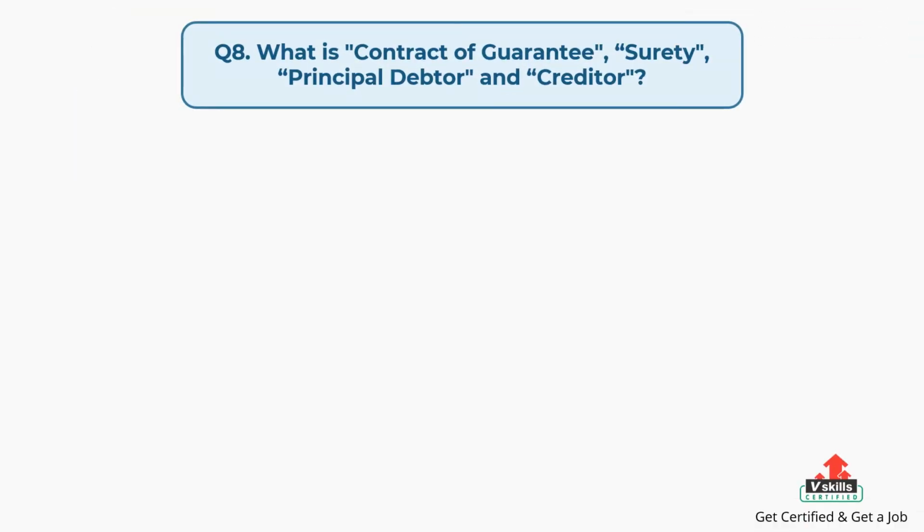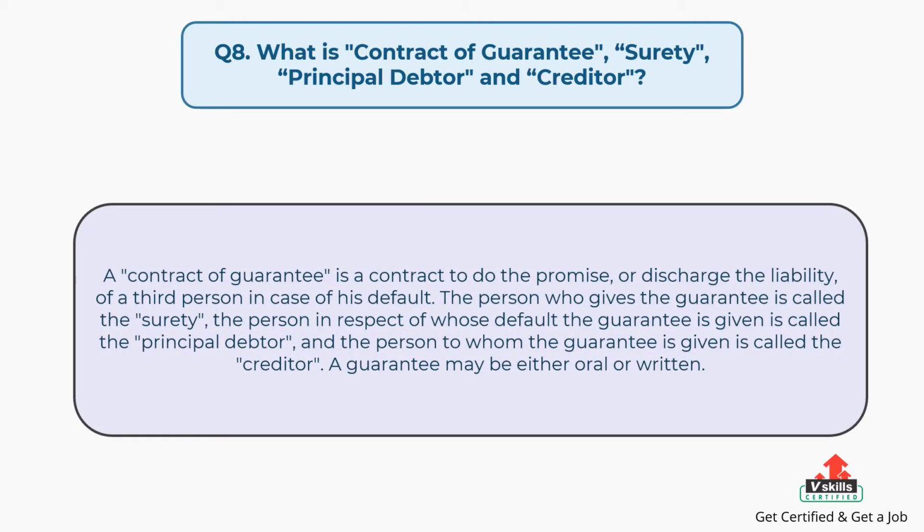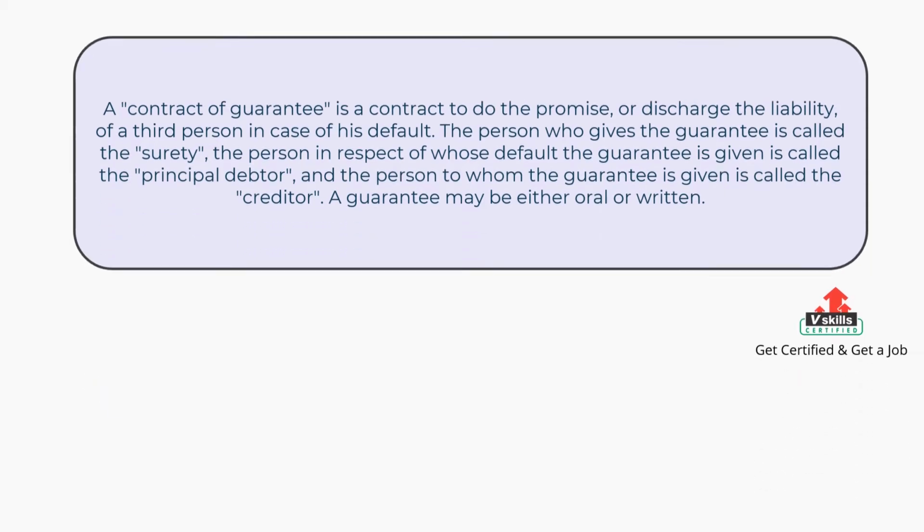Question number 8. What is contract of guarantee, surety, principal debtor and creditor? The answer is, a contract of guarantee is a contract to do the promise, or discharge the liability, of a third person in case of his default. The person who gives the guarantee is called the surety, the person in respect of whose default the guarantee is given is called the principal debtor, and the person to whom the guarantee is given is called the creditor. A guarantee may be either oral or written.